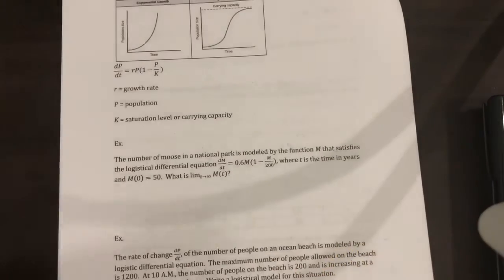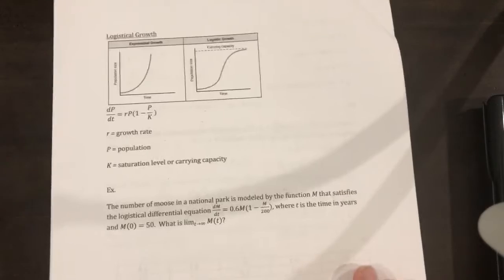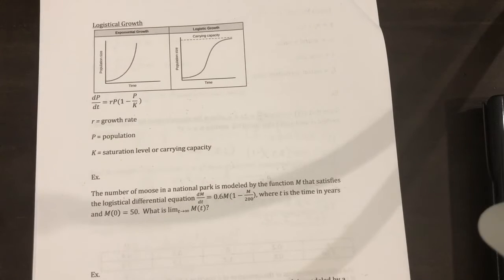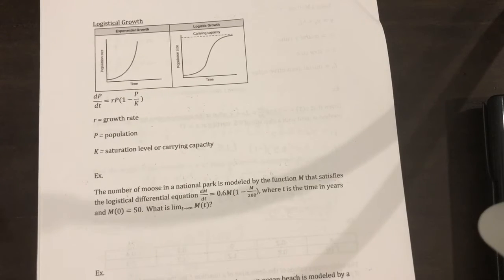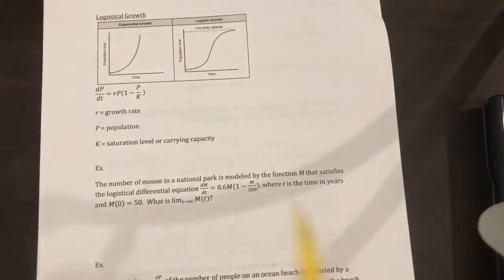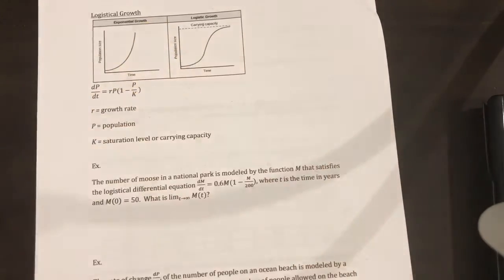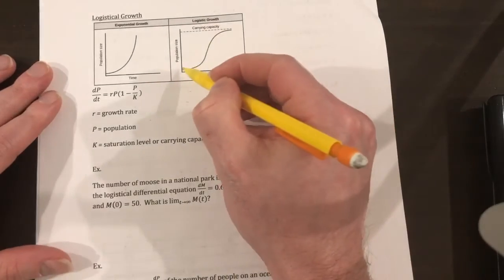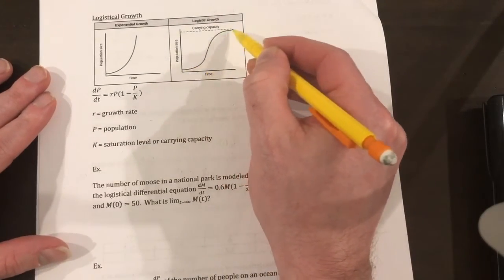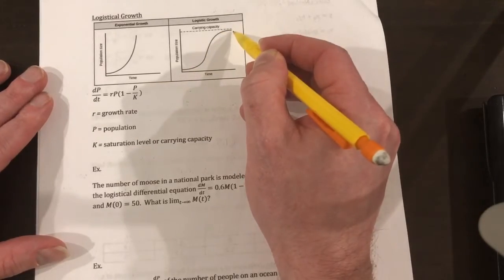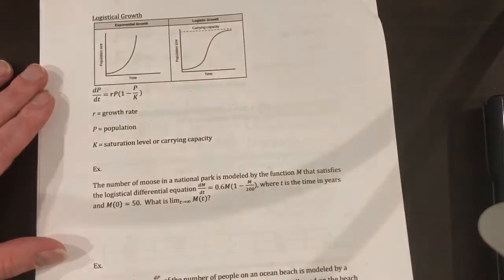Okay, this is something we haven't talked about in the semester. It's just really not worth spending a lot of time on because it usually shows up on one question on multiple choice. So we know that exponential growth looks like this. Logistical growth is it grows and then it reaches a carrying capacity. Okay, it levels out to a certain population.